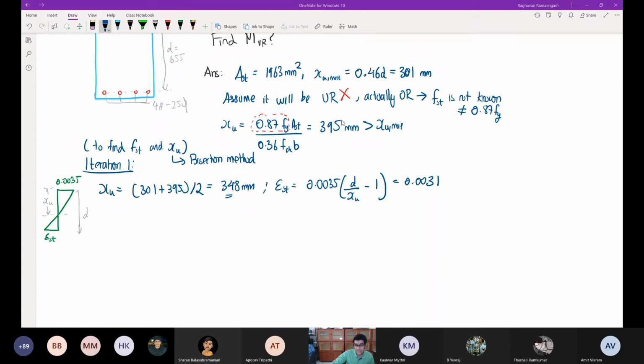So for that you can use a table in SP16. Let me just show the table now. Whenever you have the strain in steel and you want to find the stress in steel for Fe415, Fe500 type of bars, then you can use this table. Let me just go through it. It's taking a while.